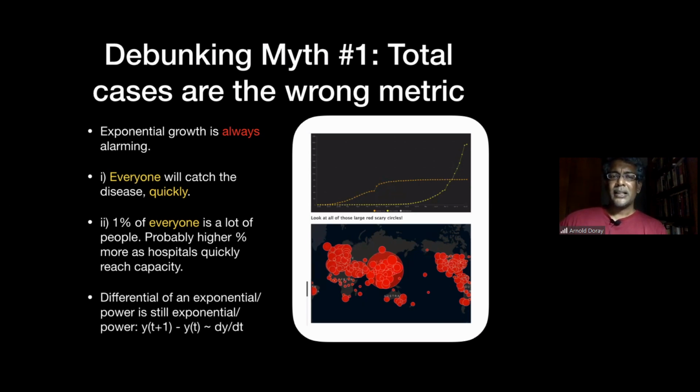The other point is that from a data science point of view, the differential of any exponential or power law still remains an exponential or power law, right? So what that means is that if you see the total cases going up exponentially, then the remaining cases, or the cases which are cured, will also be going up exponentially.